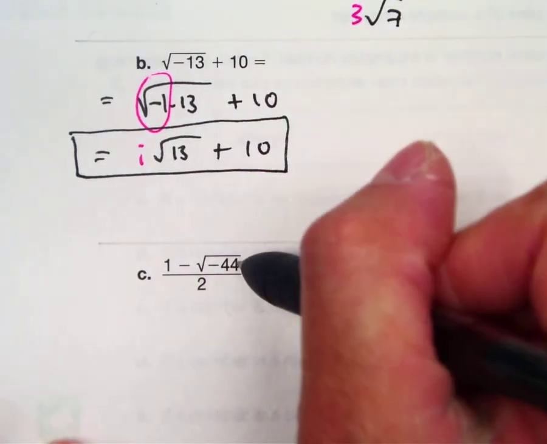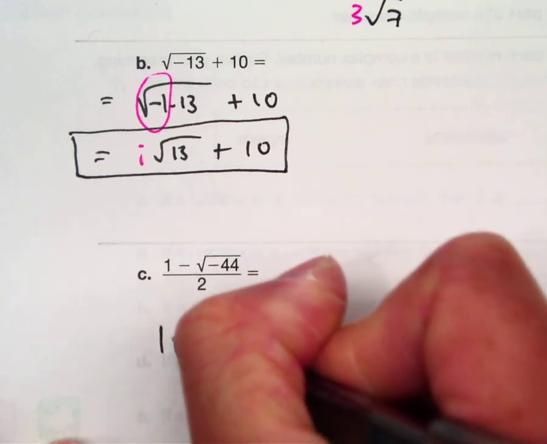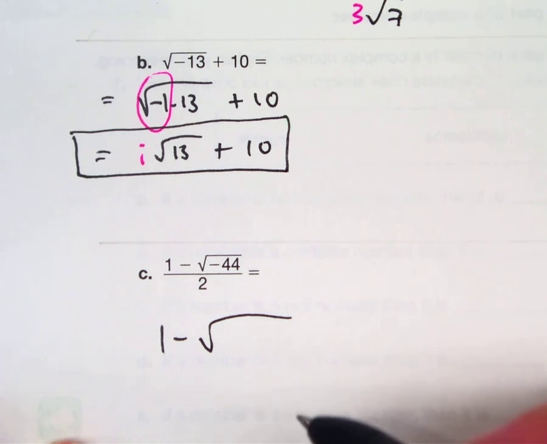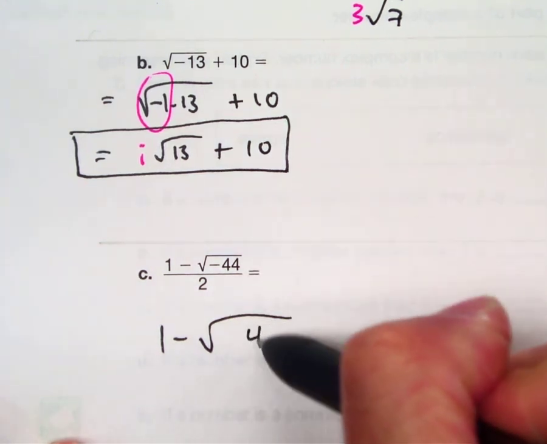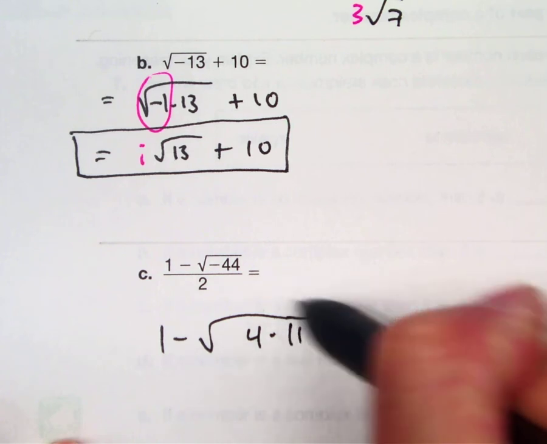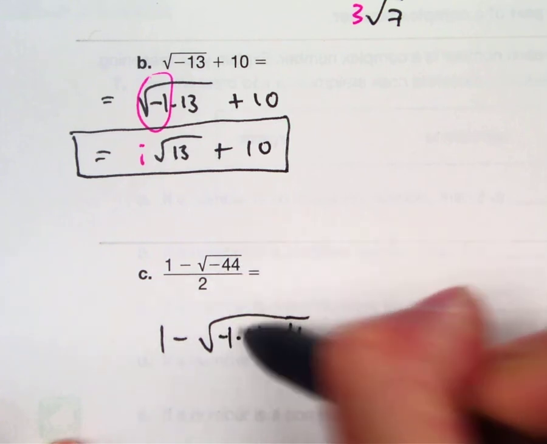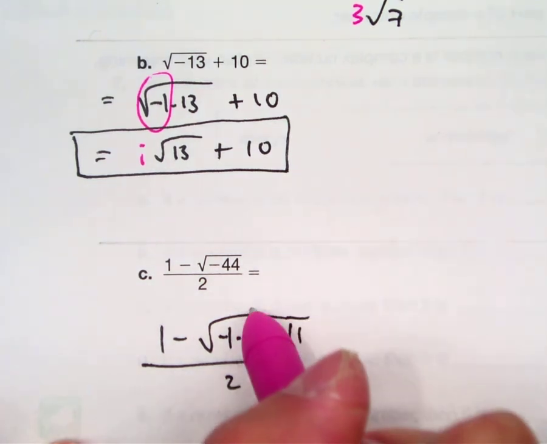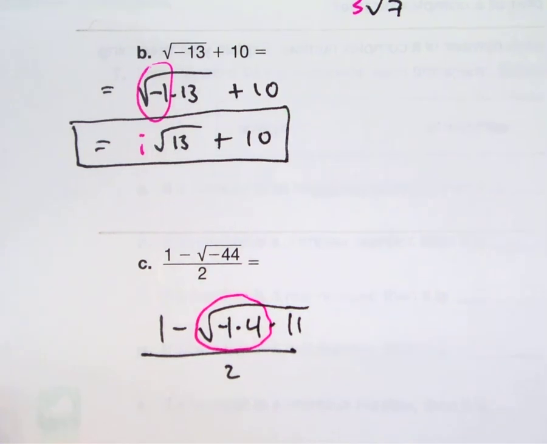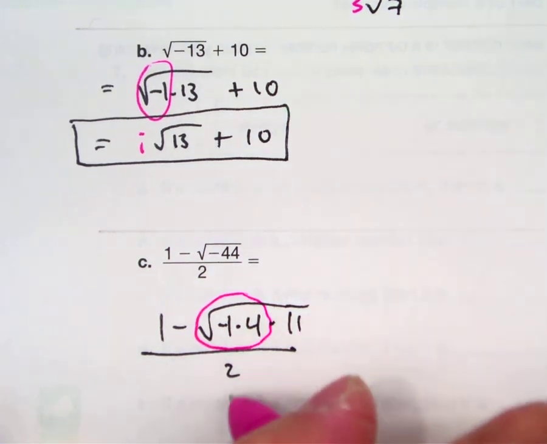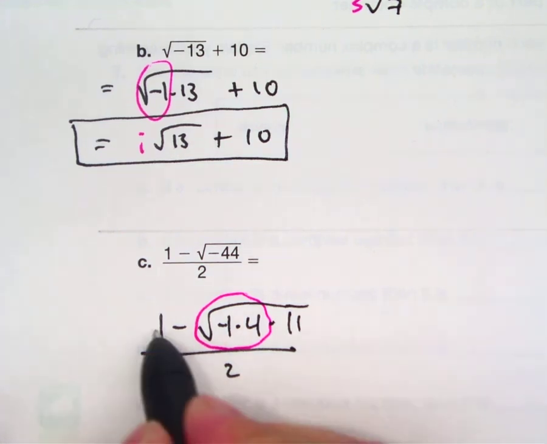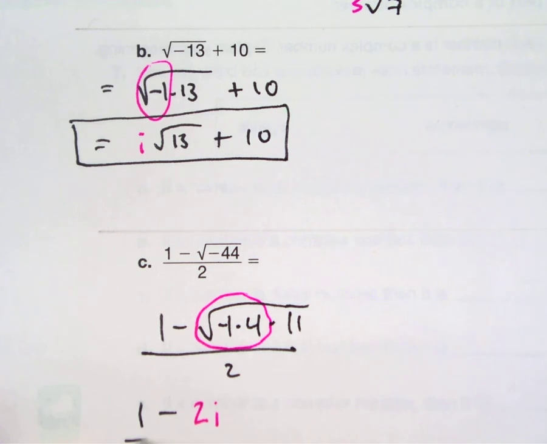And your last one, I'm going to deal with the square root of -44 first. Class, what are my factors of 44? Someone said 4 and 11, but you also have the -1. All of that's going to become what? That's an i. And the square root of 4? So I have 2i. So I have 1 minus 2i over 2.